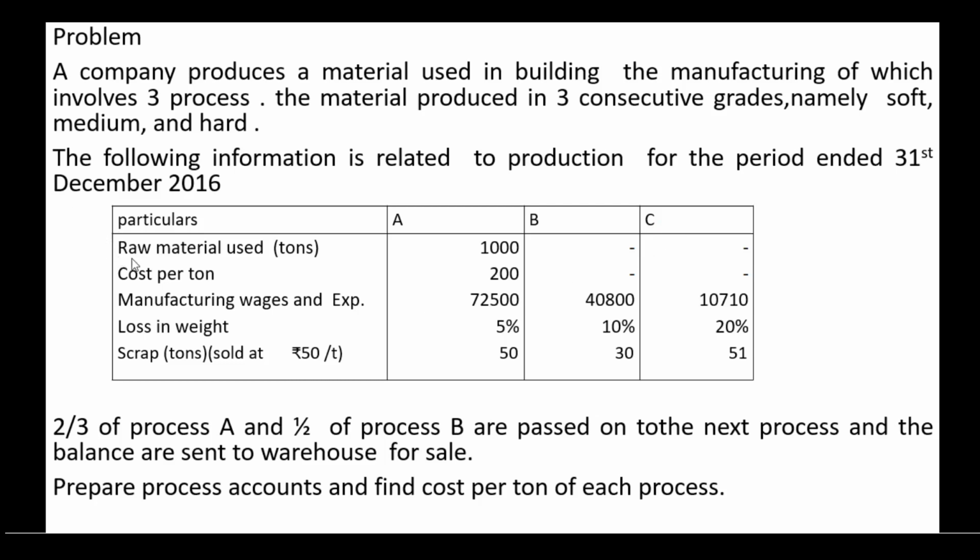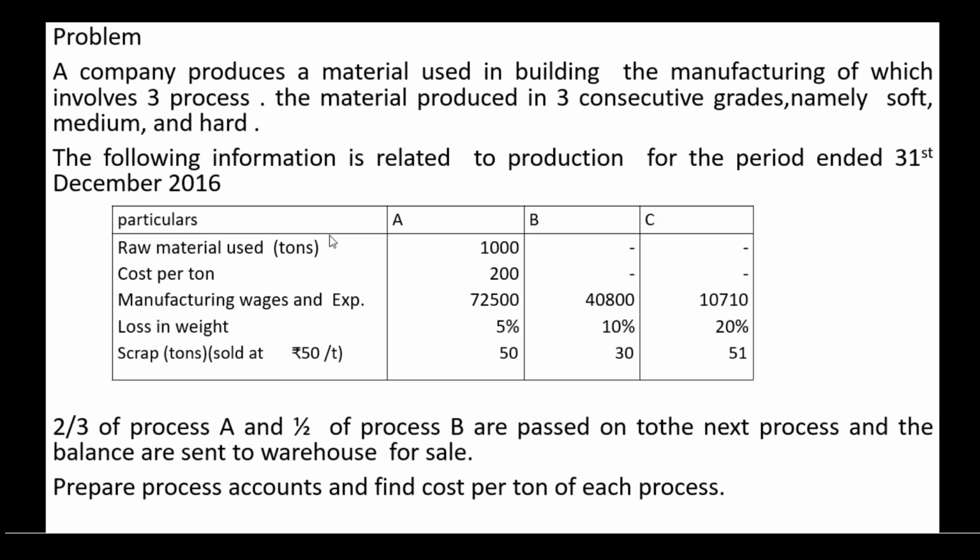Under the particulars, raw materials used in tons, that is for only process A, 1000, cost per ton, that is 200. So here they are telling how much raw material there is for process A, that is 1000, and the cost per ton is 200 rupees, that is, the cost for one ton. So these both pieces of information are entered in the process A account on the debit side.